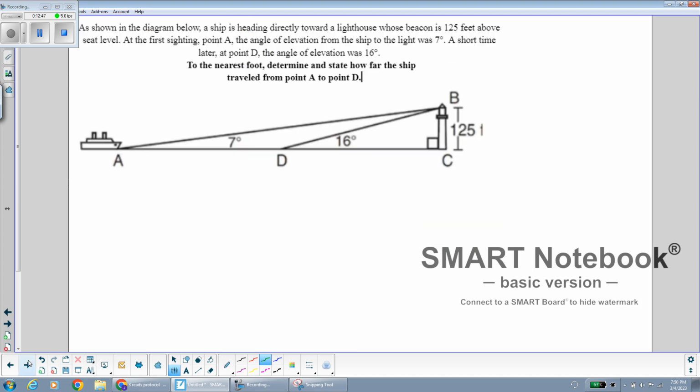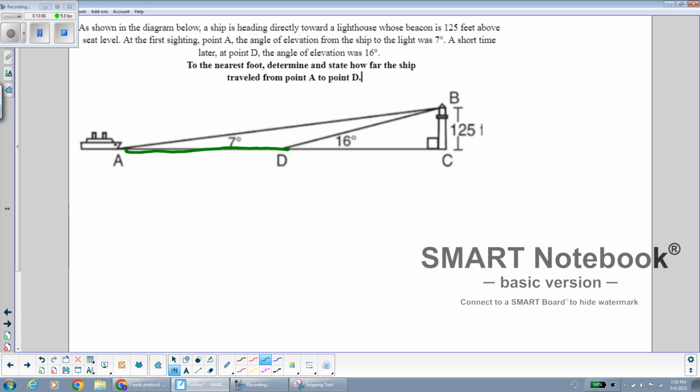Moving along, this one's a little bit complicated, so please pause the video so you can read the question and try it out yourself. So what we need to do is figure out how far the ship traveled from point A to point D. So we're looking from here to here.